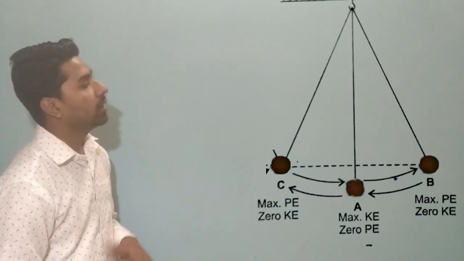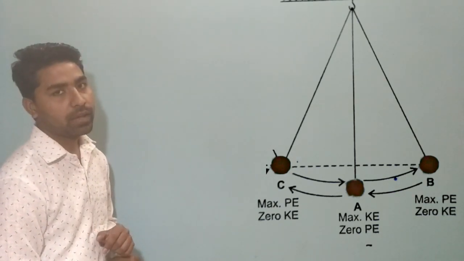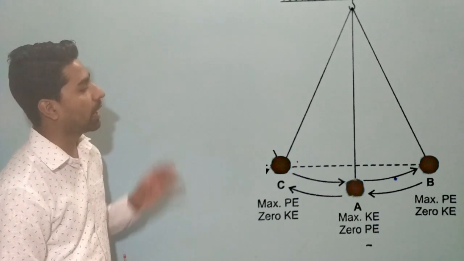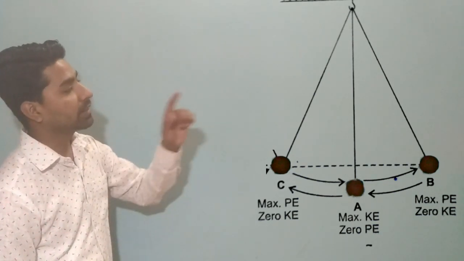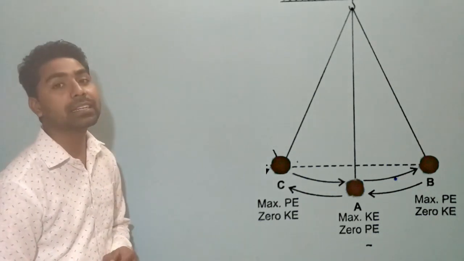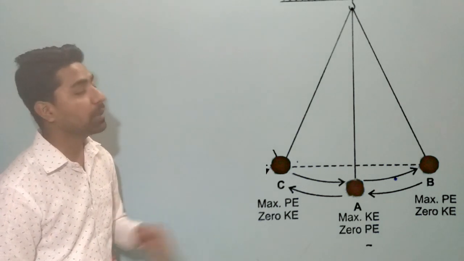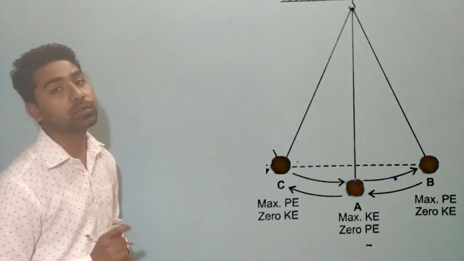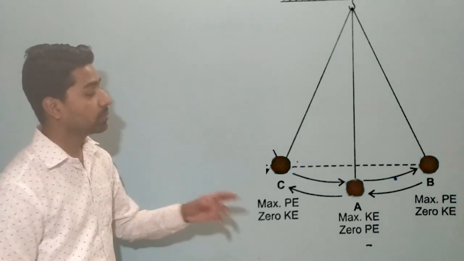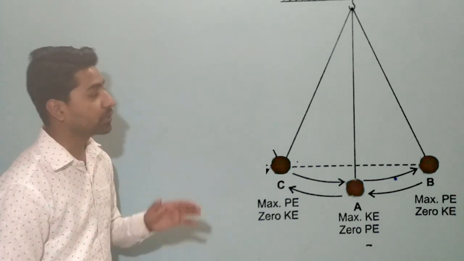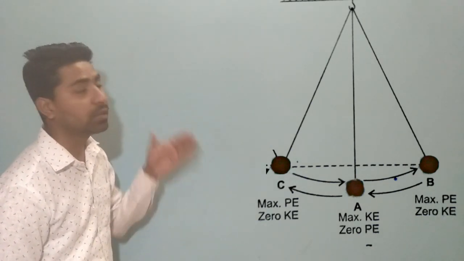In those cases, the kinetic energy is maximum at the mean position, while the potential energy is maximum at the extreme positions. But at the extreme positions, the kinetic energy is 0 because the velocity is 0. And at the mean position, the potential energy is 0 because h is 0. There is no height at the mean position, so the potential energy is 0. This also proves the law of conservation of energy, that energy remains constant in all the positions.